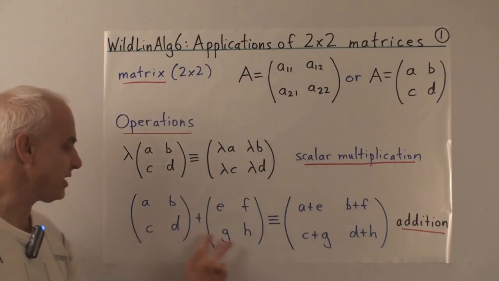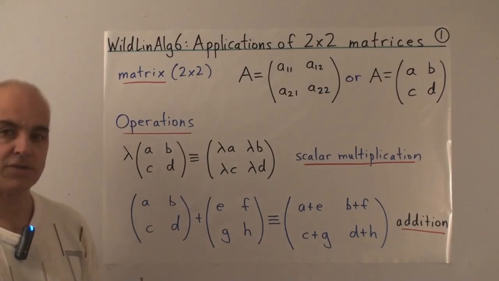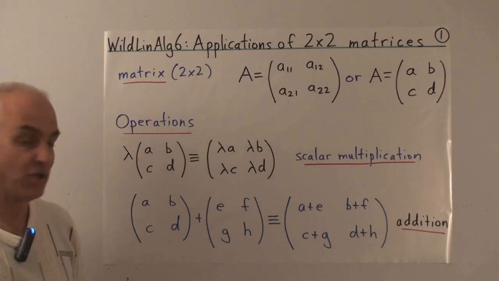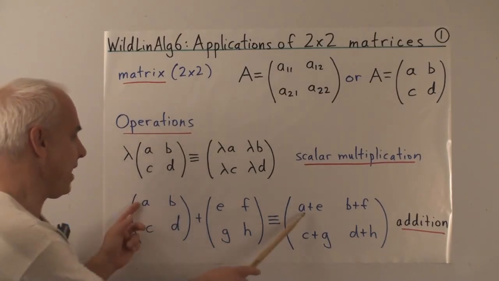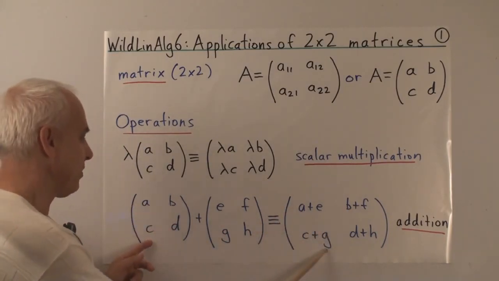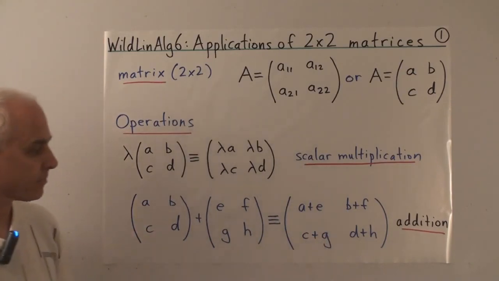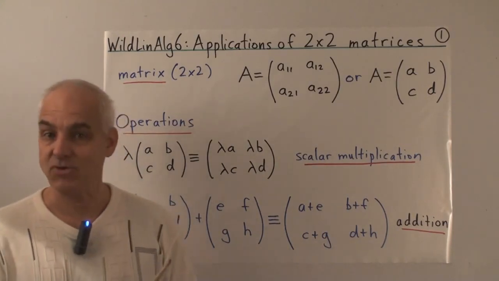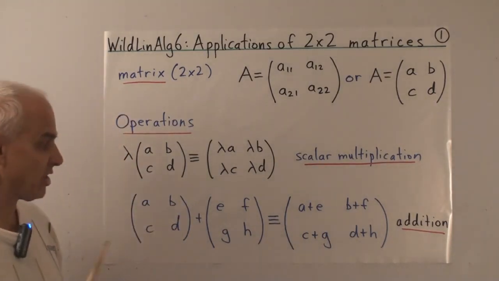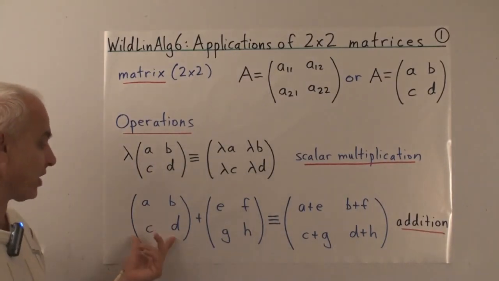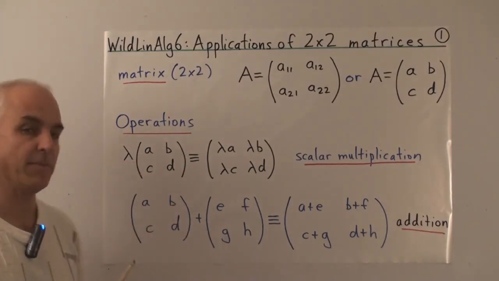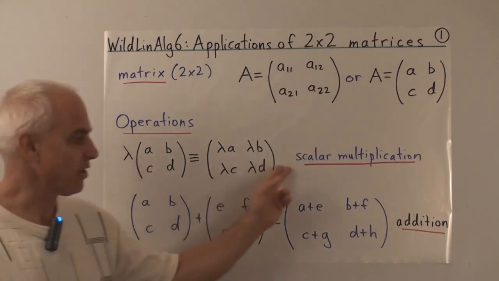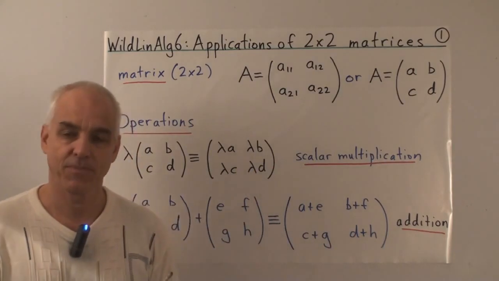And if we have two matrices, then we define the sum of the two matrices to be what we get when we add the entries in each component. A plus E, B plus F, C plus G, and D plus H. In fact, with these two operations, we don't actually need to define subtraction separately, because subtraction can be thought of as adding a matrix plus -1 times the other matrix. So subtraction is included in these. These are the two fundamental basic operations.